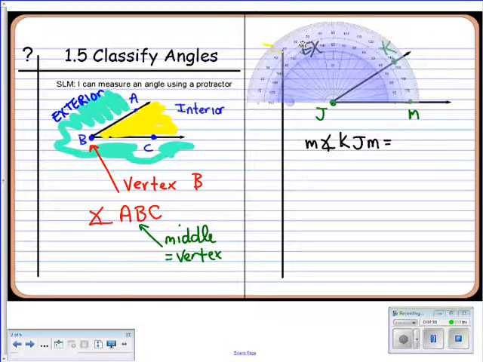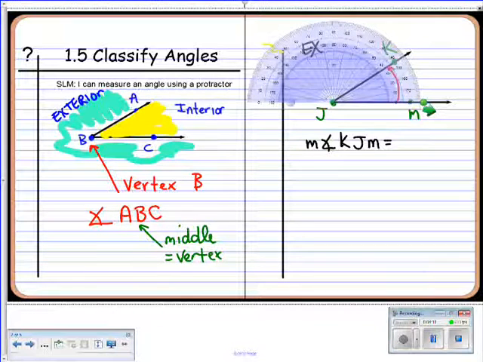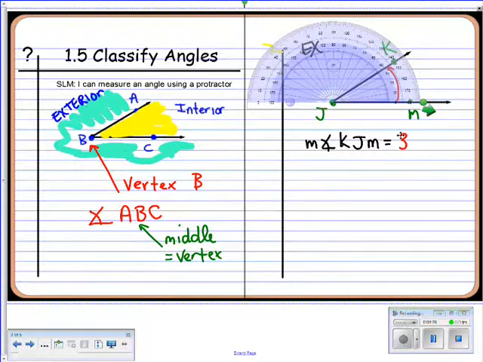Then we just simply read it. Now, I know in the video it might be difficult for you to see this, but essentially it measures up someplace between 30 and 40, and with the line I can see it, it comes out to be about 36 degrees, and that's how we write it, a little degree marker at the top.